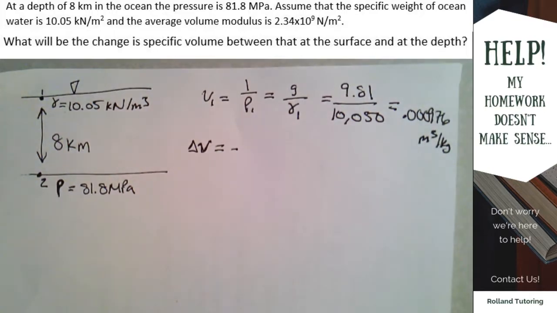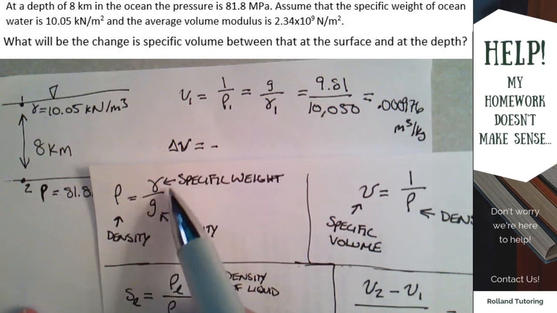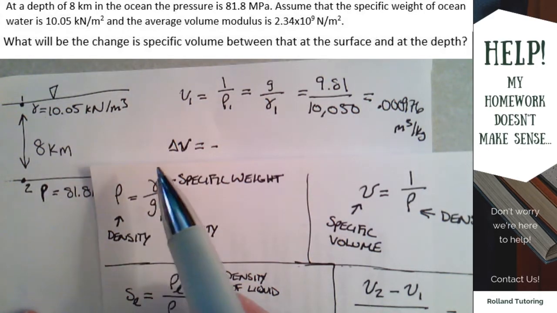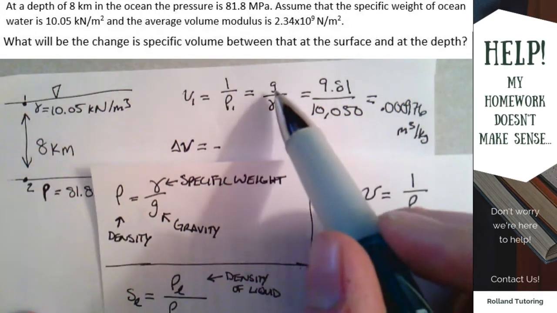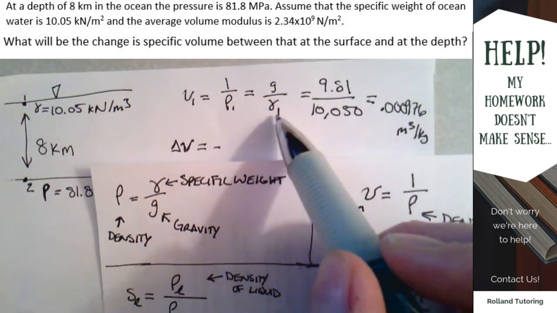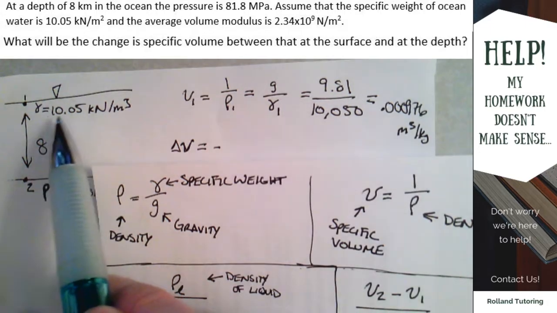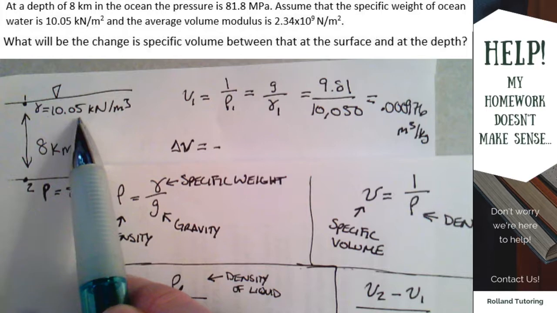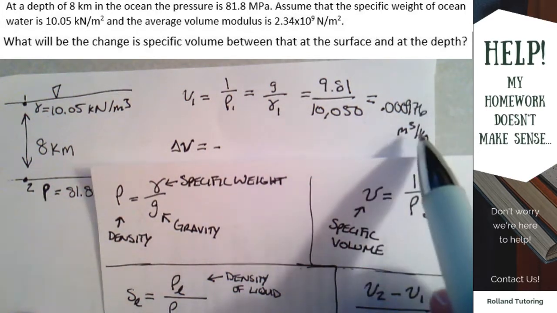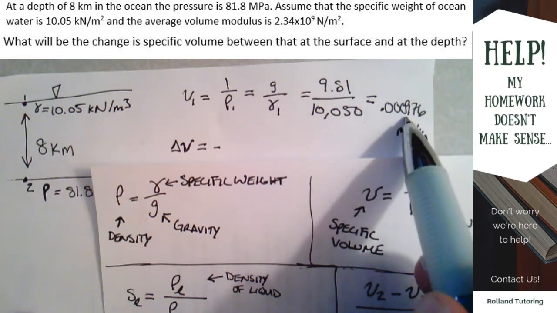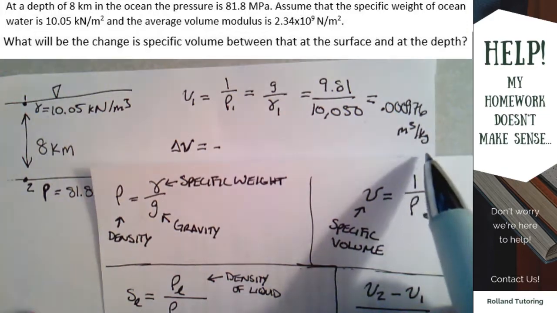So our density equation, if we also look at that here, is specific weight over gravity. If we put 1 over that, it turns into gravity over our specific weight, which you can see I've done here: gravity over specific weight, which in this case is 9.81 over our specific weight of 10.05 kilonewtons. I've gone ahead and changed that into newtons here to give us 0.000976 meters cubed per kilogram.